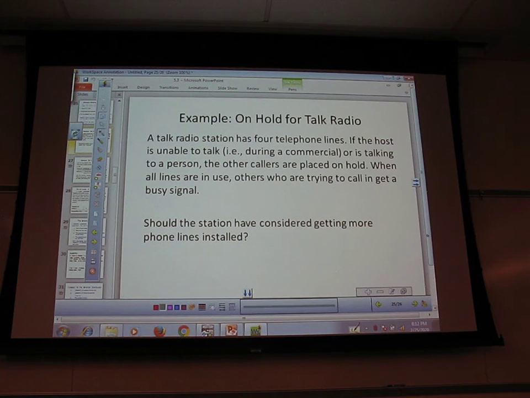Let's get a reader. Alyssa, go ahead and read. A talk radio show has 4 telephone lines. If the host is unable to talk, an additional caller is placed on hold. When all lines are in use, others who are trying to call in get a busy signal. Should the station have considered getting more phone lines installed? So our mean was 1.6, our standard deviation was 1.1.